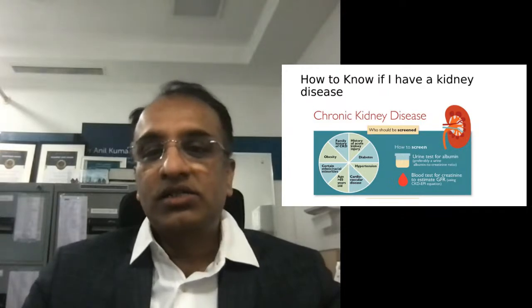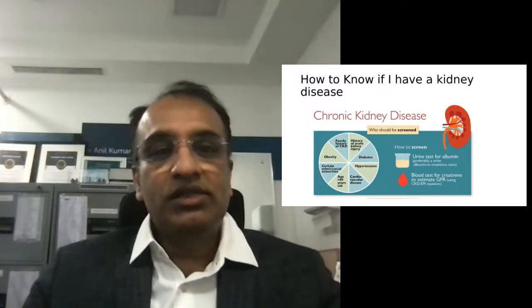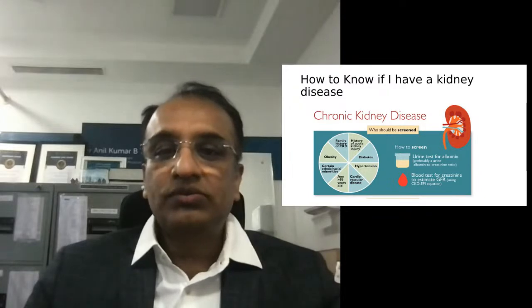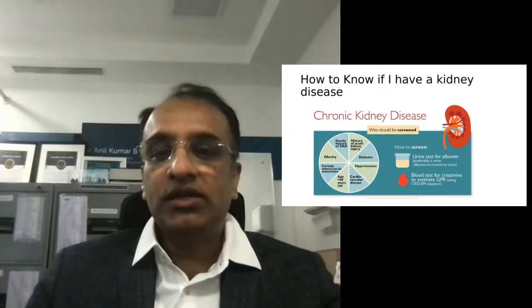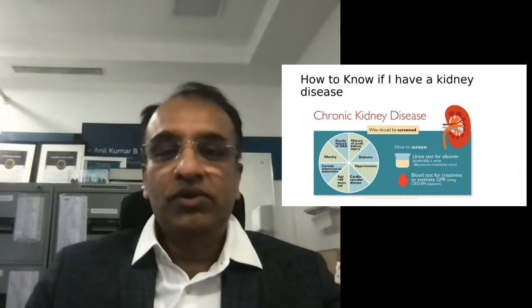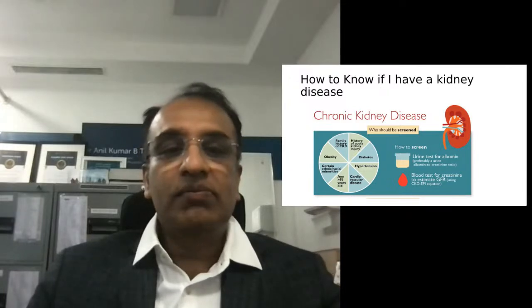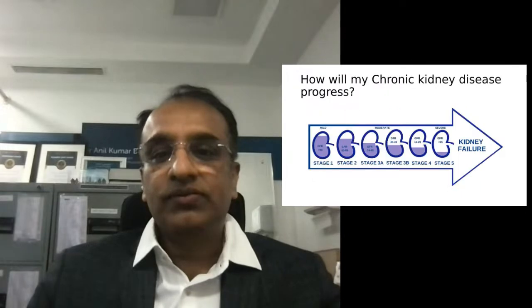And another, most commonly done test is called the serum creatinine test. By doing these two tests, if you have any of the risk factors like diabetes, hypertension, heart disease, age more than 60, or obesity, we can come to know whether you are suffering from chronic kidney disease at a very early stage.